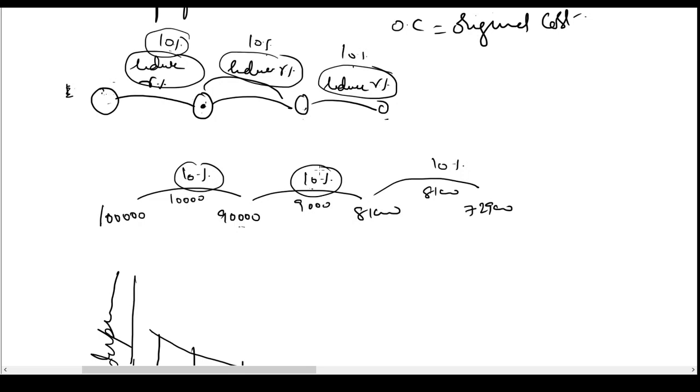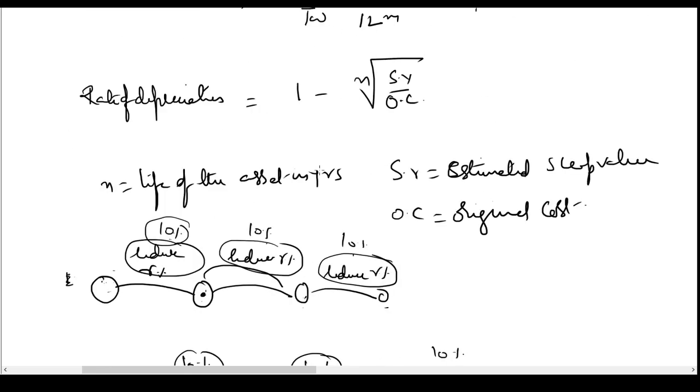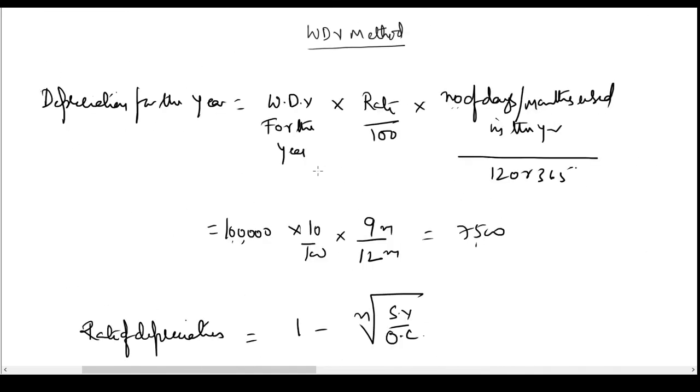So, the formula for calculating depreciation for a particular year is: take the written down value for the year, that means original cost minus depreciation for all the earlier years, multiplied by rate by 100, multiplied by the number of days or months used in the year divided by 12 or 365. How to calculate that rate of depreciation? 1 minus nth root of scrap value divided by original cost is the formula. How this formula comes, we have seen this now.